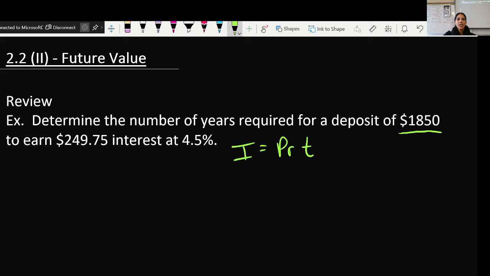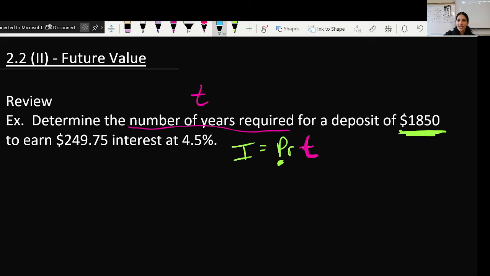If it says determine the number of years required, do you see that we're trying to figure out number of years required? That would be our T. That's what we're trying to find, right? A deposit of $1,850, where does that fit in? Which part out of this formula is the deposit? Principal, P. So right here would be that part there.